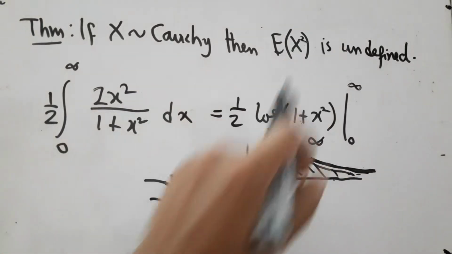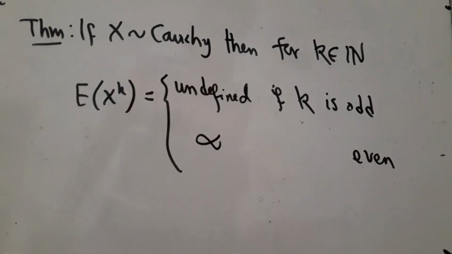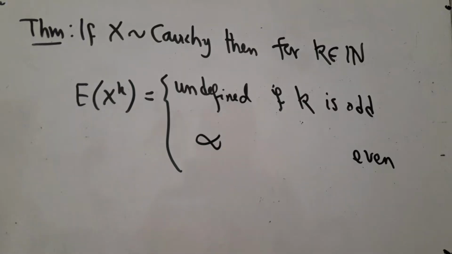So it is not just for X or X squared, but for any moment. The expected value of X to the power k, the kth raw moment, is undefined whenever k is odd, because we will end up with an infinity minus infinity situation. And if k is even, then of course it cannot be undefined because it's a non-negative random variable. It will be infinite. So none of these moments exist finitely for the Cauchy distribution.